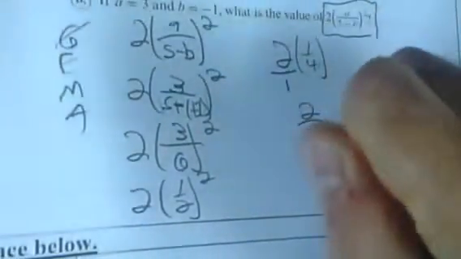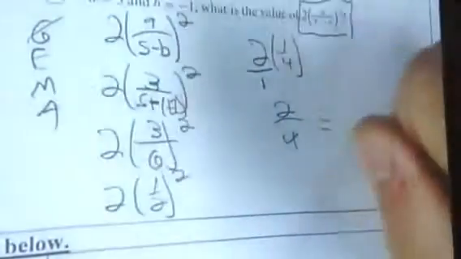Again, I've got a whole number being multiplied by a fraction. So I put the whole number over 1. 2 times 1 gives me 2. 1 times 4 gives me 4. That's 2/4, which simplifies to 1/2.